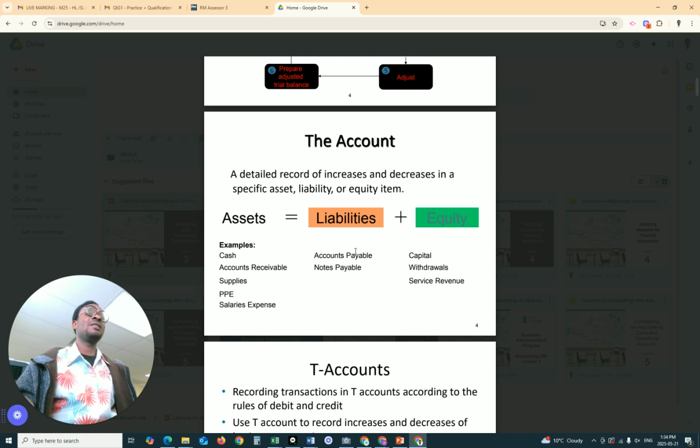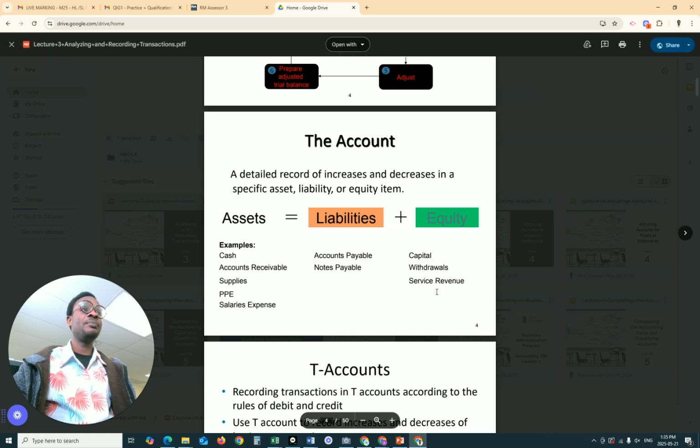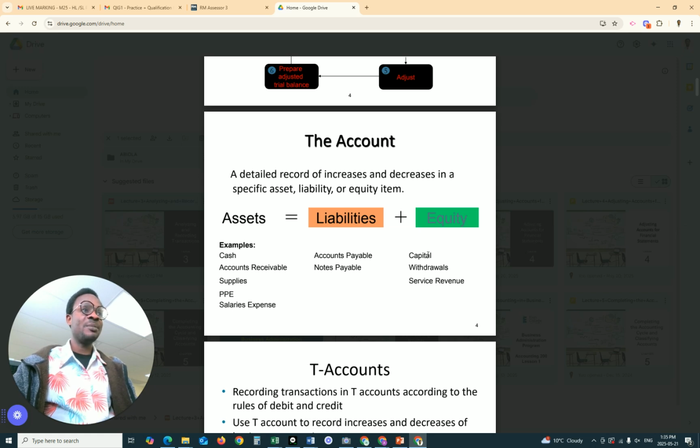Then we have the liabilities. Liabilities are accounts payable, notes payable, loans, mortgages, all amounts of funds or all debts or indebtedness or obligations of a business to a third party. Any amount that is being owed by a business is a liability. Then equity is capital, which is reduced by withdrawals. Service revenue will increase net income, and net income would increase capital or equity. Withdrawals would reduce it.